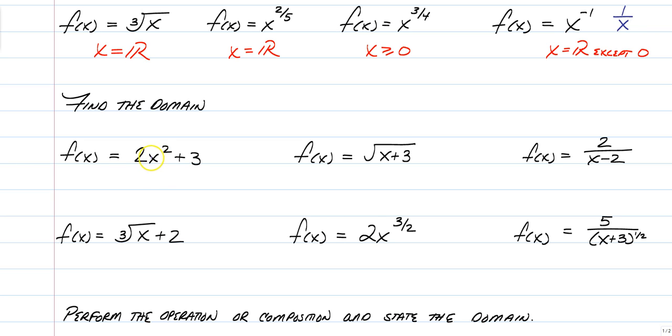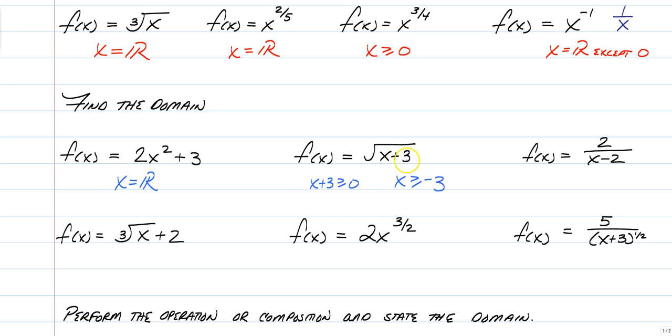So this first example, as we saw earlier, you can square anything. So there are no restrictions on this. So x can be equal to all real numbers. Now we learned that the square root can never have a negative on the inside. So the key word is on the inside. So that means x plus 3 has to be greater than or equal to 0. So that means x has to be greater than or equal to a negative 3.